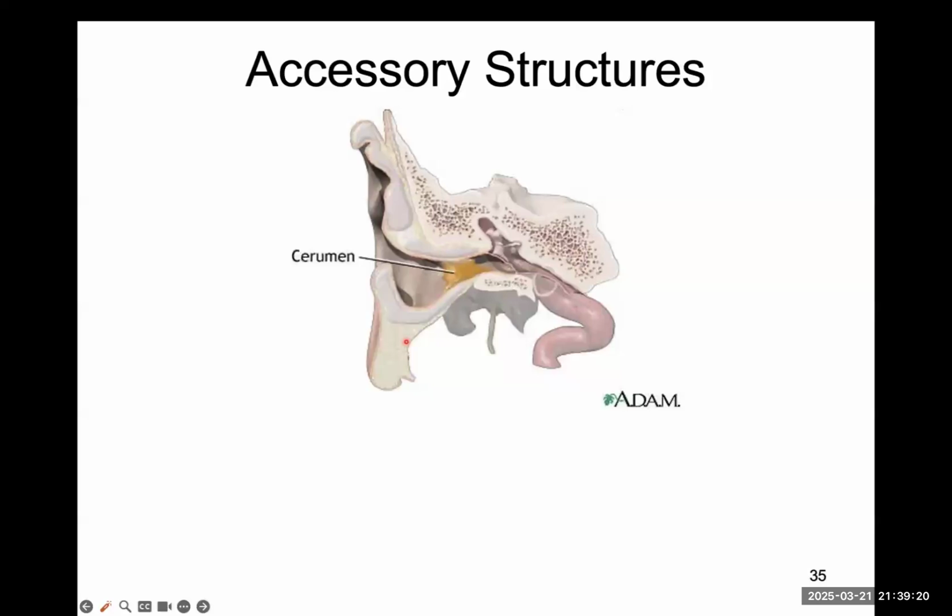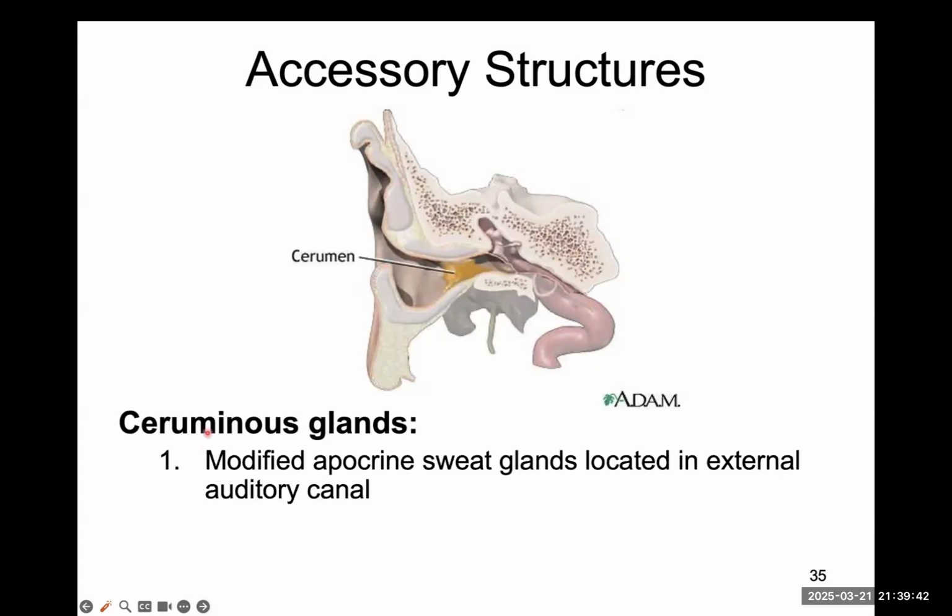Another modification of apocrine gland is earwax. So the fancy word for earwax is cerumen, however you want to say it. And depending on who you listen to, British people pronounce it saruman, I think. And then we pronounce it cerumen in the United States. That's earwax, produced by ceruminous glands, which are also modified apocrine sweat glands located in the external auditory canal. So that's the area.